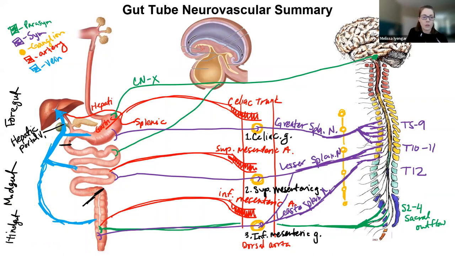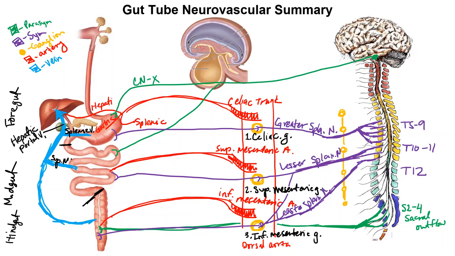Okay. So what is this supply for, or drainage, excuse me, for the foregut? The splenic vein. And what you'll notice is actually the splenic vein and the celiac trunk are going to run parallel to each other. I've just drawn them in a weird way. So what's the next one for midgut? Superior mesenteric vein. And again, those two will actually run parallel to each other. And then what's the last one? Inferior mesenteric vein.